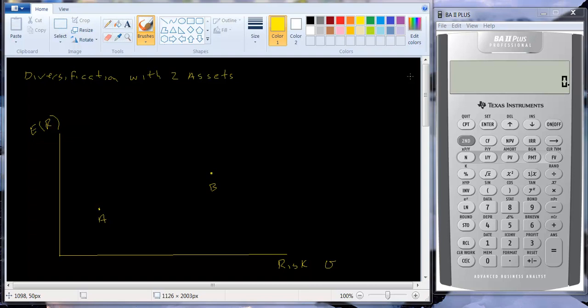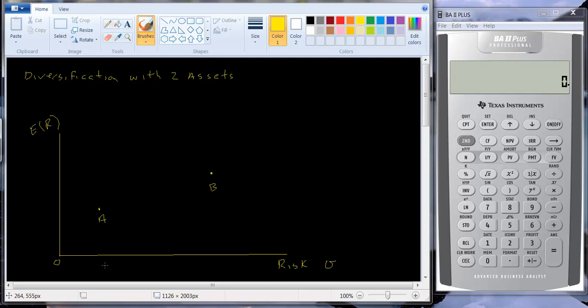Alright, so I have here a graph with the expected return on the y-axis and the risk, or the standard deviation, on the x-axis. You can see I have two securities here, security A and security B. A has a low risk. As you can see, it's further to the left, and down here would be the origin, so 0. So it's fairly low risk, but it's low return. It doesn't go very high up.